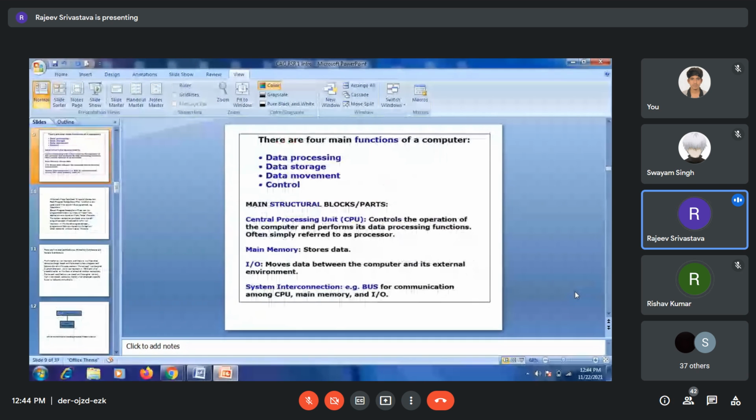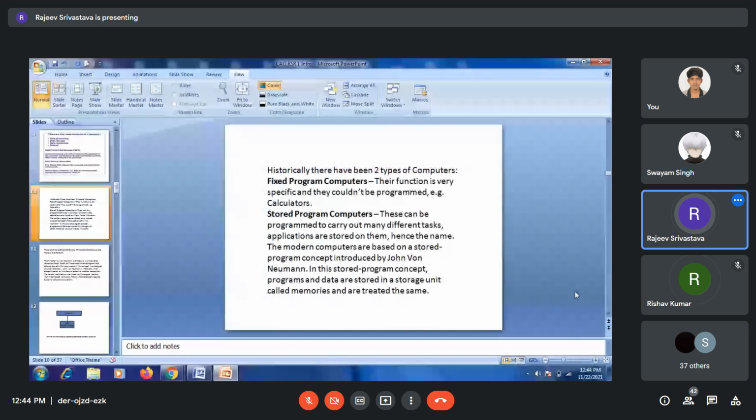Just to mention, historically, there have been two types of computers. Fixed program computers, their function is very specific and they couldn't be programmed, like calculator types of things. Stored program computers, these can be programmed to carry out many different tasks. Applications are stored on them, hence the name. The modern computers are based on a stored program concept introduced by John von Neumann.